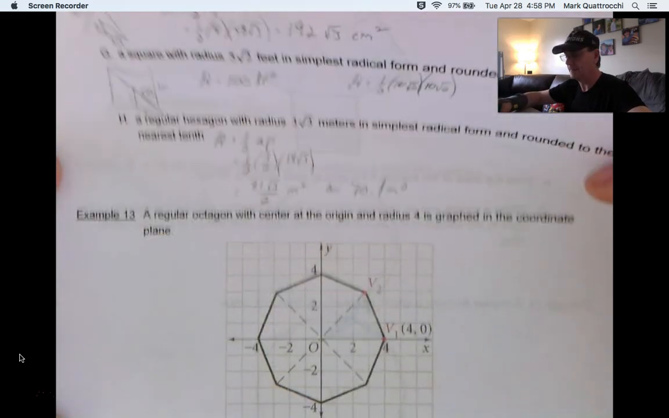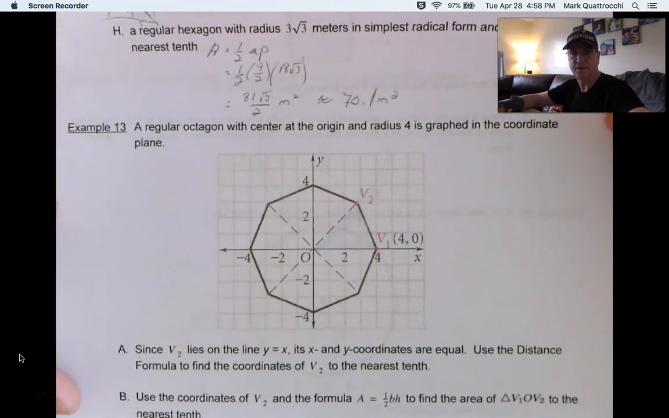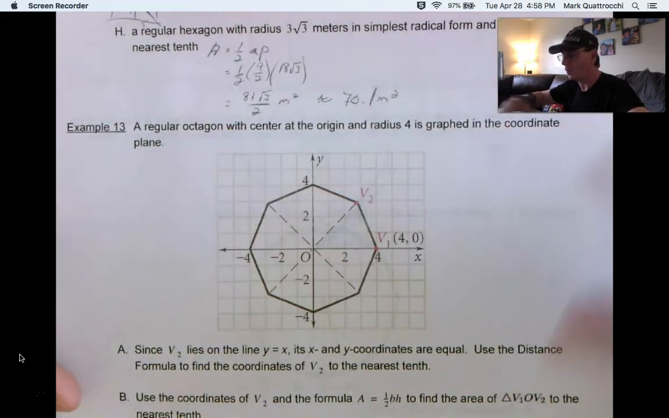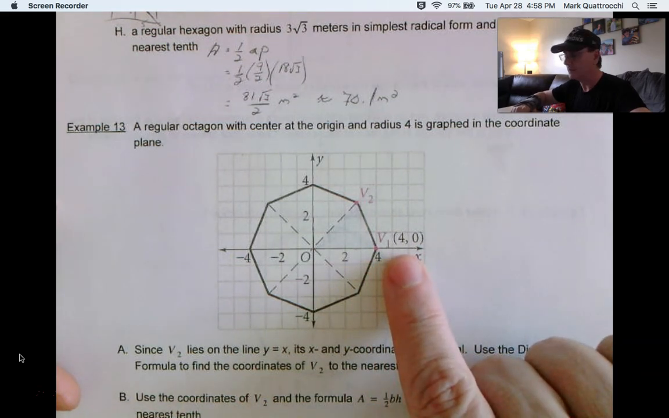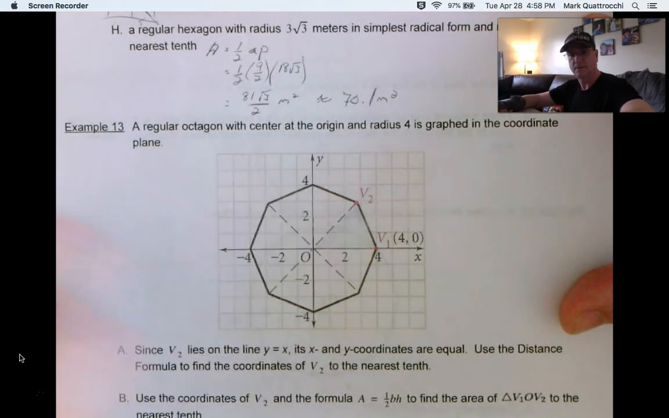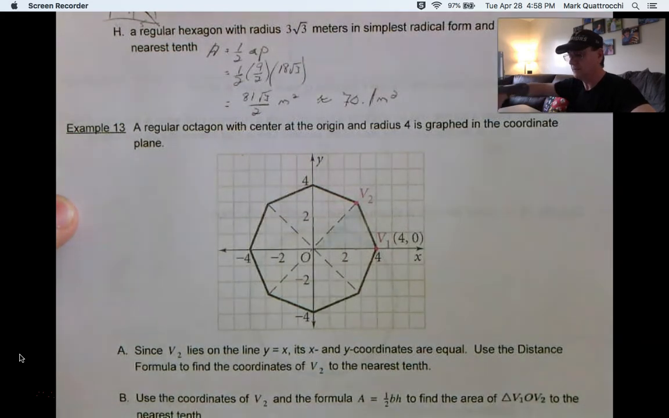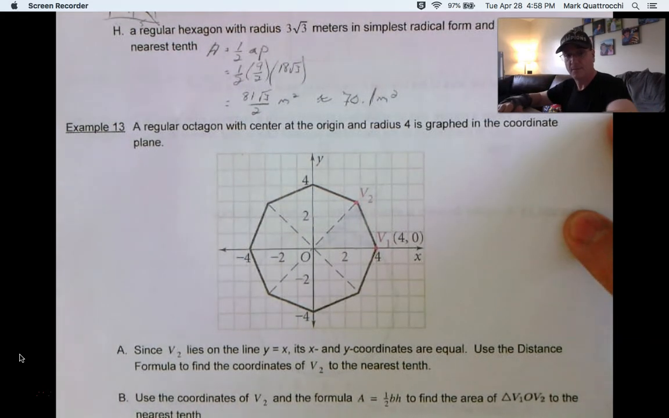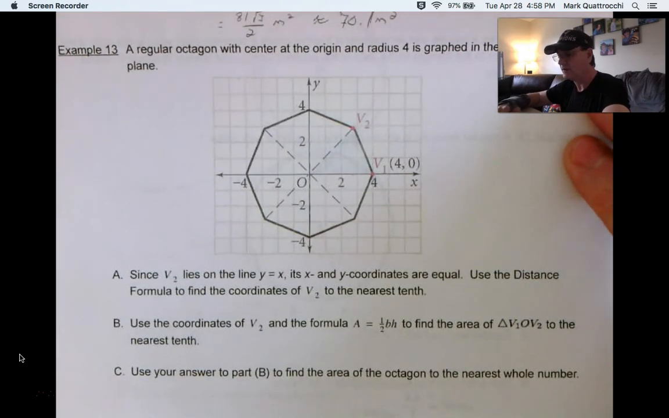Example 13. A regular octagon with the center at the origin has a radius of 4. So V1 is at 4, 0. It is graphed on the coordinate plane. So we're putting this regular octagon onto a coordinate plane. We're going to be able to use the coordinate plane to answer a bunch of these questions for us. Like part A, which is find the coordinates for V2.